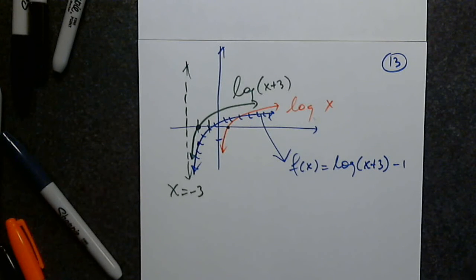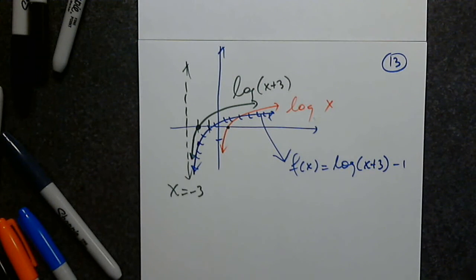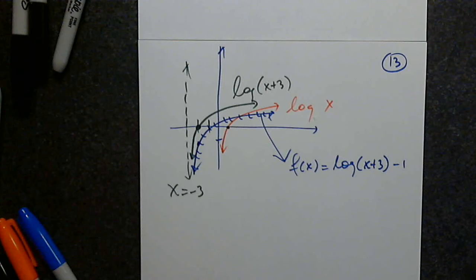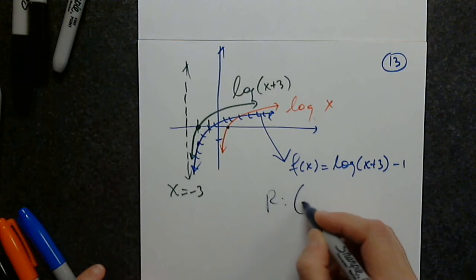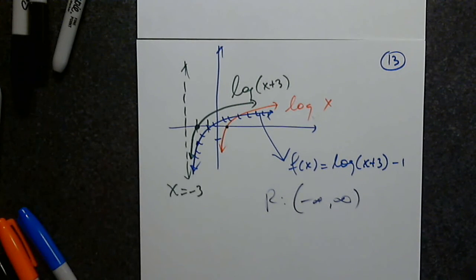Is this okay? Yes? So what else is it asking us to determine? Let's see. The asymptote, yes. Domain, yes. Range, yes. What is the range of this function? Excellent. That's it.